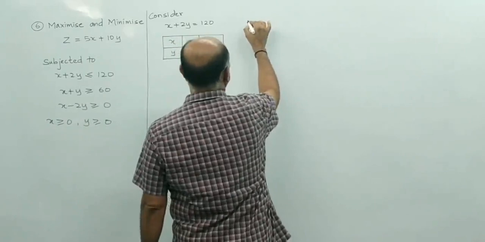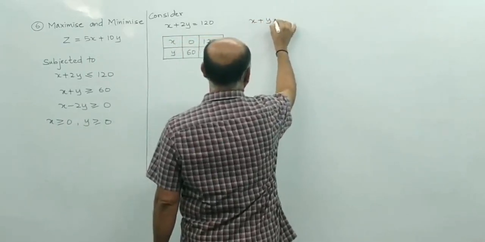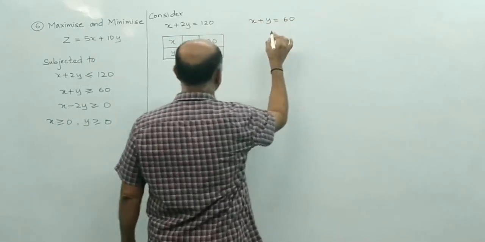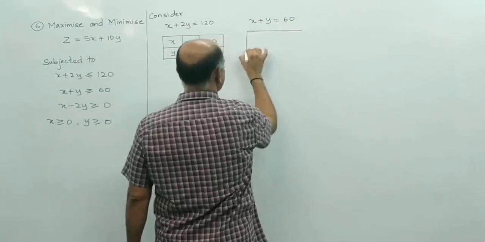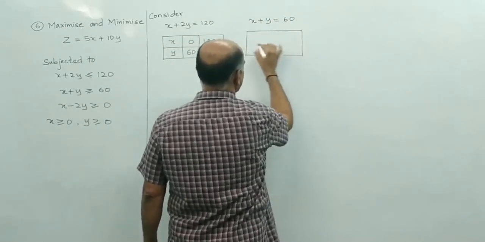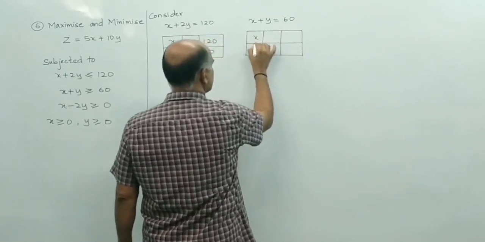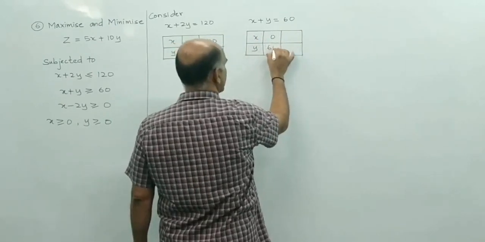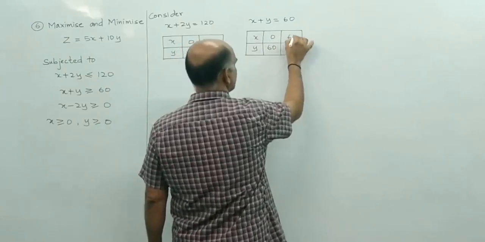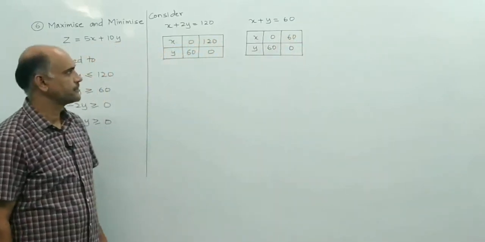Second equation, x plus y is equal to 60. If I take again x and y, if x is 0, y is 60. If y is 0, x is 60.